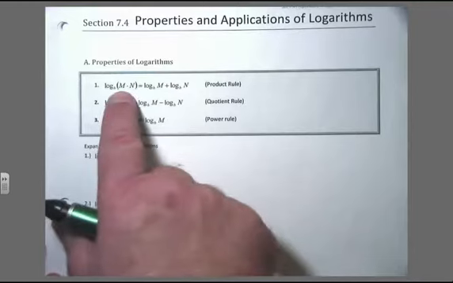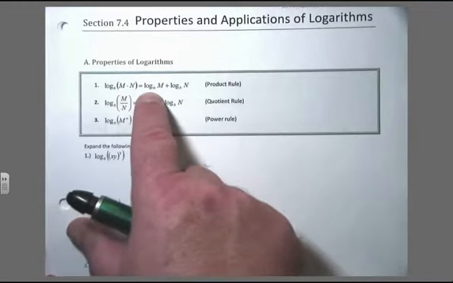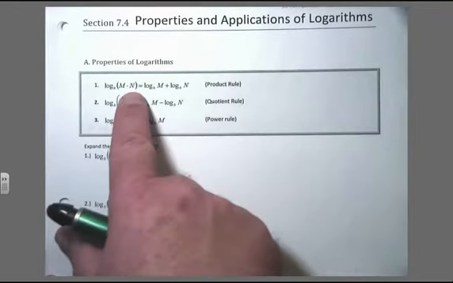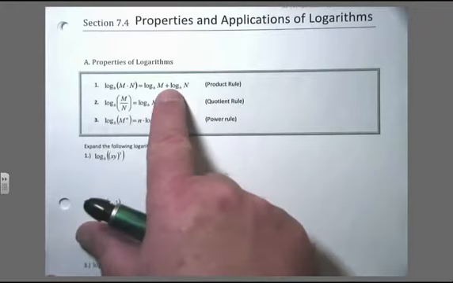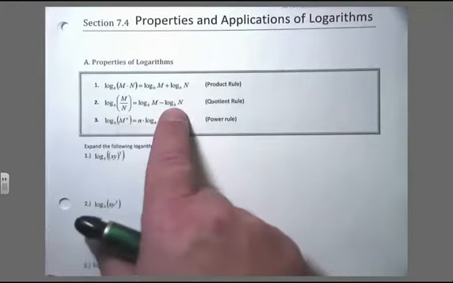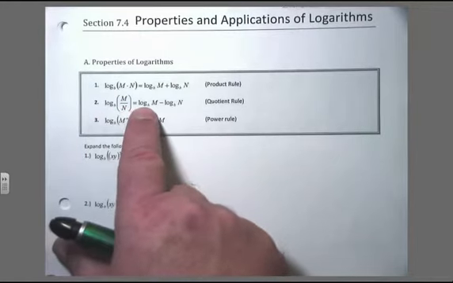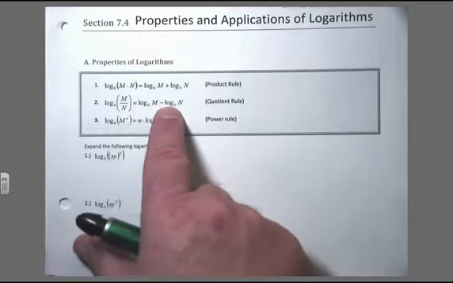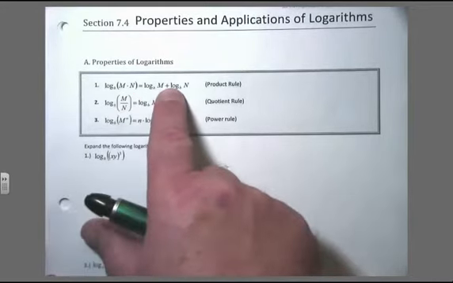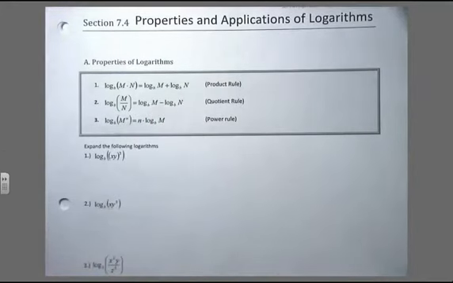Multiplication: log base b of m times n is equal to the log base b of m plus the log base b of n. Well, if multiplication turns into addition, what do you think division is going to turn into? Subtraction. Log base b of m divided by n is equal to the log base b of m minus the log base b of n. So multiplication means you get to add logs of each term. Division means you get to subtract logs from each term.